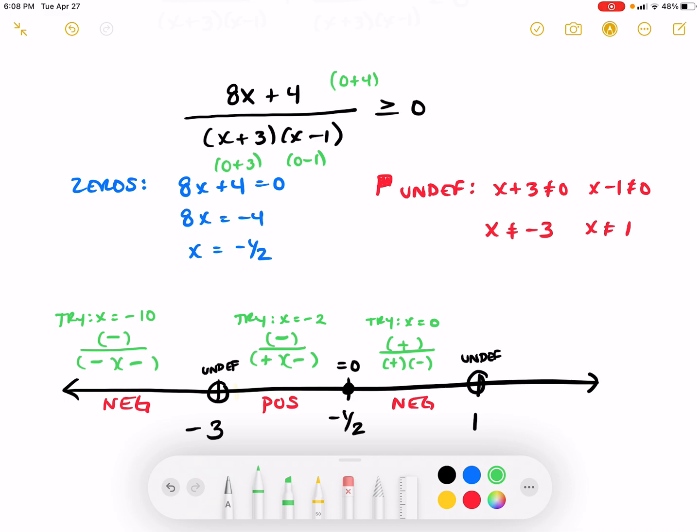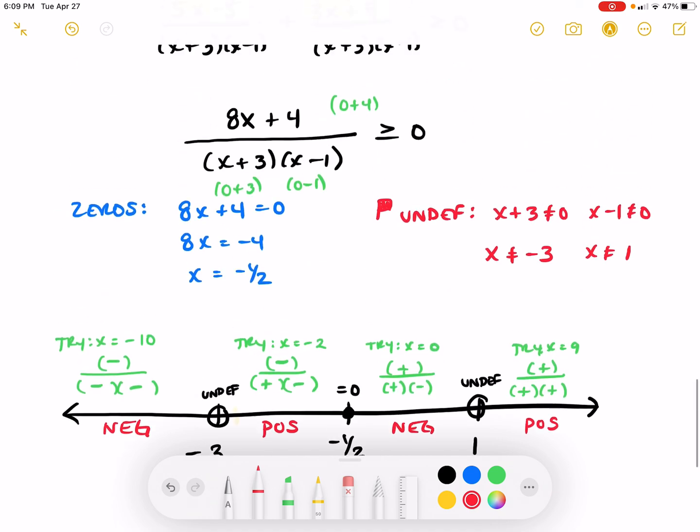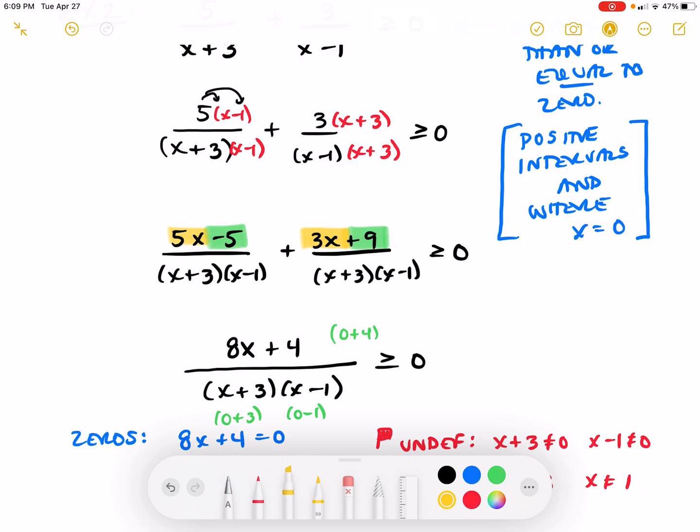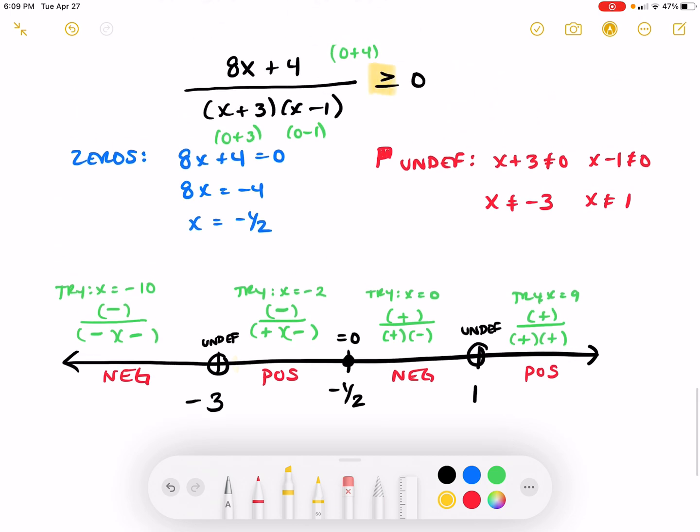And then finally, we have our last interval, and I'm going to try x equals 9 just for something different. I can pretty much tell that plugging in a 9 in the numerator is a positive, 9 plus 3 is a positive, 9 minus 1 is a positive, which makes this entire thing a positive. Okay, so let's answer this question again. And I'm only emphasizing this because this is where students get stuck: after they do all of this, they don't know how to answer the question of where is x greater than or equal to 0. So I'm going to include all the positive intervals, including the -1/2, because I need to include where it equals 0. And then we've got a second positive interval right here.